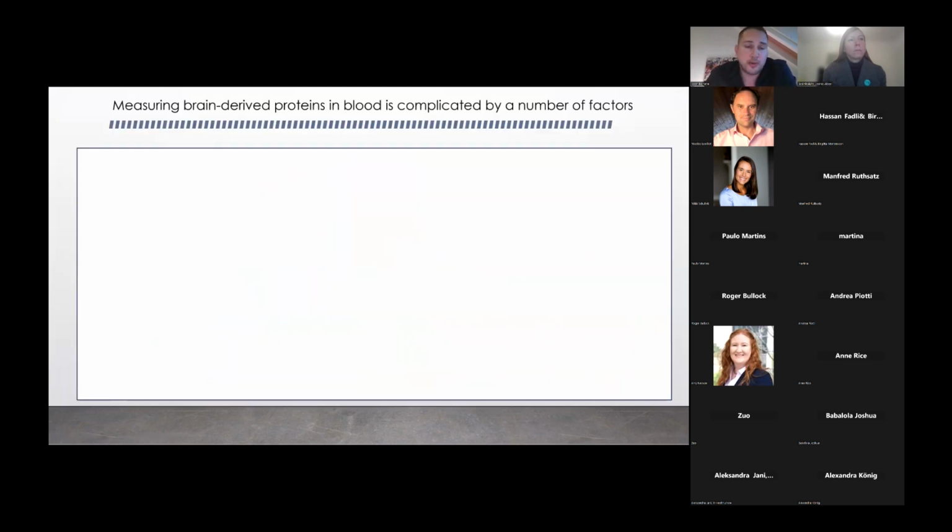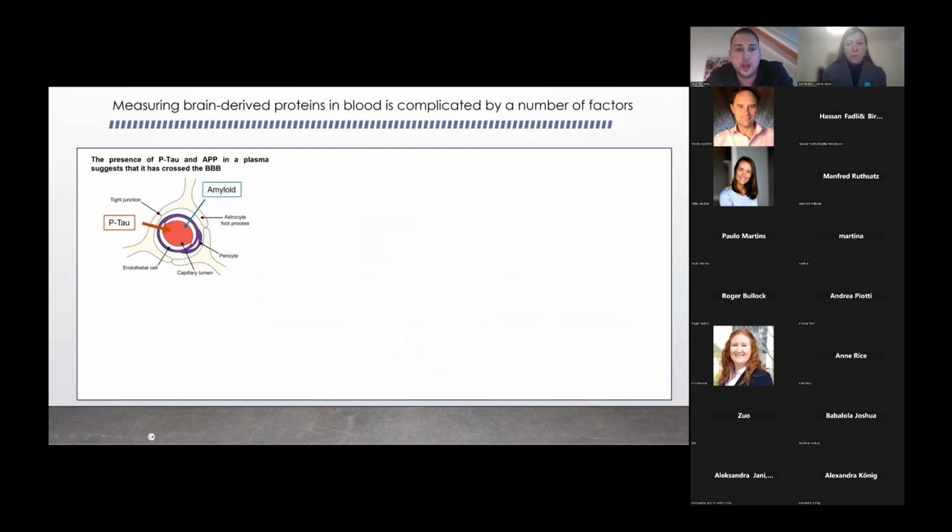So just to continue my presentation, it's very important to consider that measuring brain-derived protein in the blood is complicated for different reasons. The first one is that the presence of phospho-tau and APP in the plasma suggests that it had crossed the BBB, and we don't know exactly the mechanism by which this protein passes from the brain to the plasma. Another important point to consider is that this protein, the tau and APP, is also present in other organs. And in particular, the APP is very abundant in different organs.